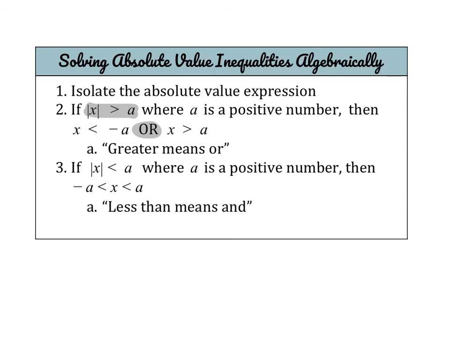Greater means or. Now, if you have a situation where your absolute value is less than a positive number a, then we end up with an and situation. So we are still going to create 2 separate inequalities, but it's going to be an and situation, and you're going to end up with an answer that looks like this. It's going to be bound between 2 numbers. So less than means and, greater means or. So you just need to keep track of which one we'll be setting up.